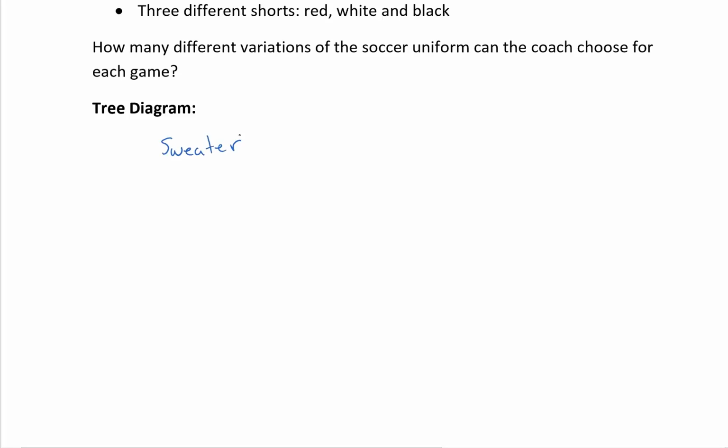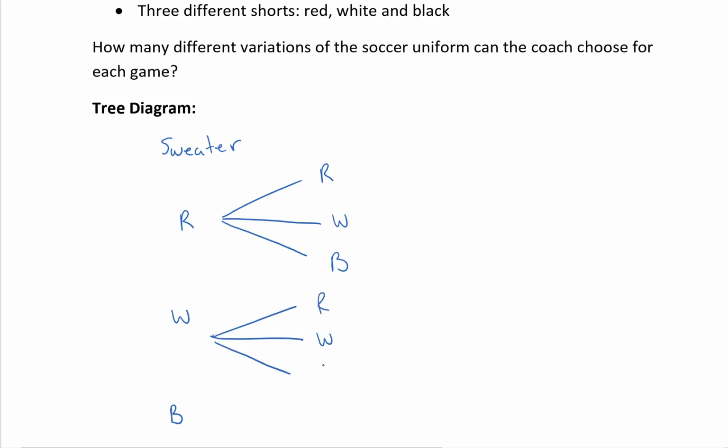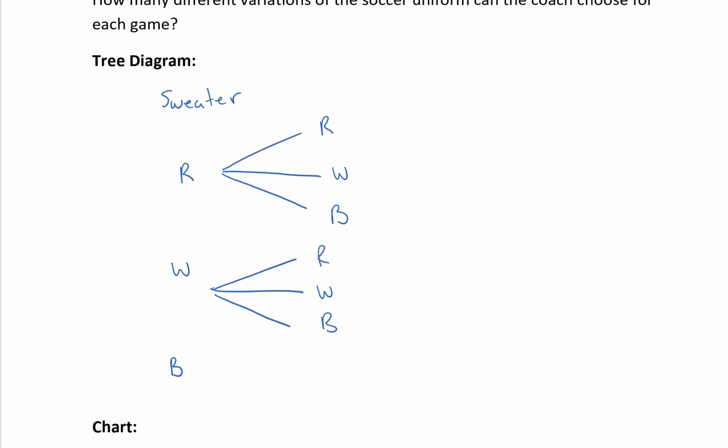And there's 3 possibilities: red, white, and black. And you're going to pair these up with the shorts. Now, if the coach chooses a red sweater, the coach can choose red shorts, white shorts, or black shorts. If they choose a white sweater, we have the same possibilities for shorts. And if we choose a black sweater, we have the same 3 outcomes: red, white, or black.